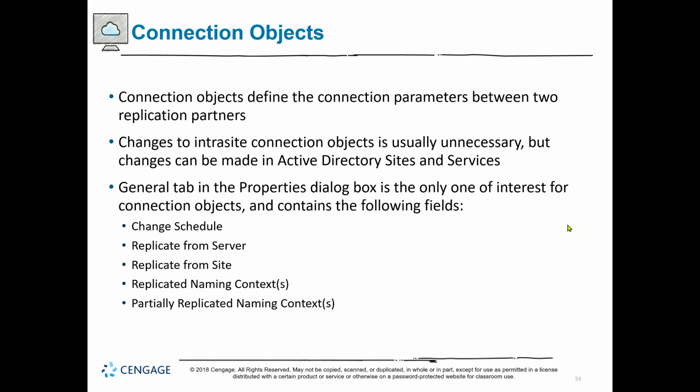Connection objects. Connection objects define the connection parameters between two replication partners. Changes to intra-site connection objects are usually unnecessary, but changes can be made in Active Directory Sites and Services. The General tab in the Properties dialog box is the only one of interest for connection objects and contains the following fields: you have your change schedule, replicate from server, replicate from site, replicated naming contexts, and partially replicated naming contexts.